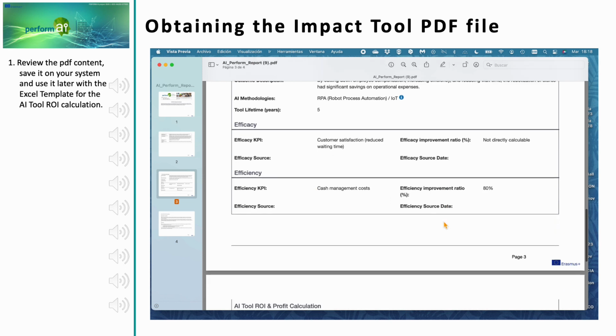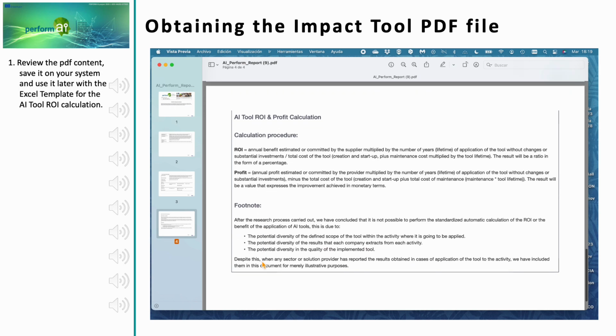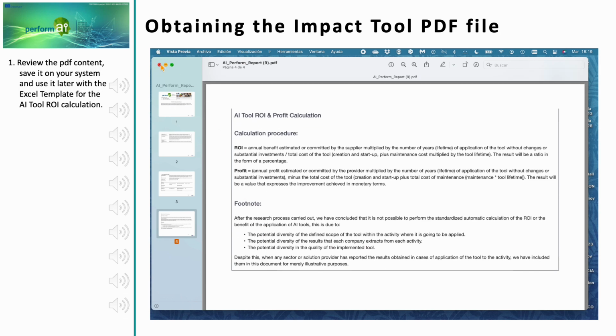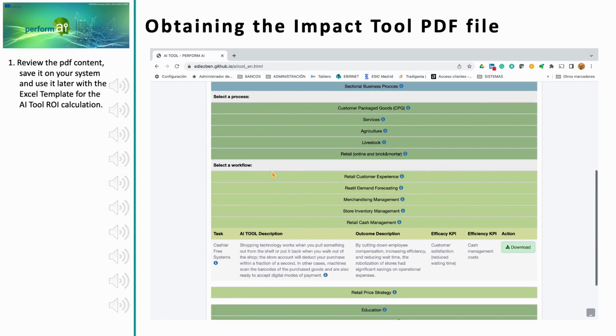Within this PDF, you can actually also see the calculation procedure that you will need to use to calculate the ROI and costs. You can use these data to decide which solution to implement. So, you have here the ROI and the profit calculation, and with the data we've been providing you, you can calculate what the cost and potential profit might be of this tool.